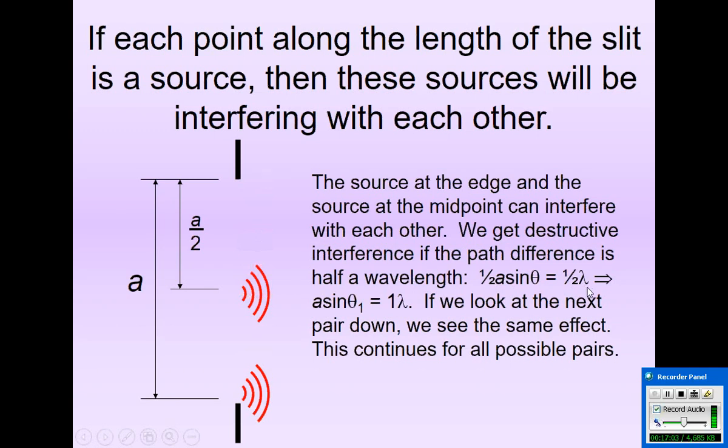Or if I want to get rid of these factors of 1/2, I would say that a, which is the size of the slit, times the sine of theta 1 equals 1 times lambda. But it doesn't stop there.